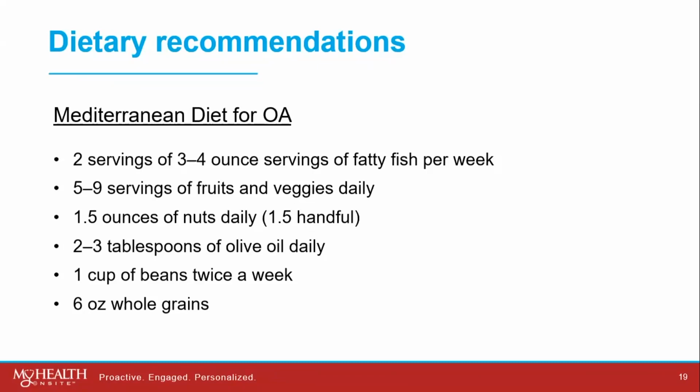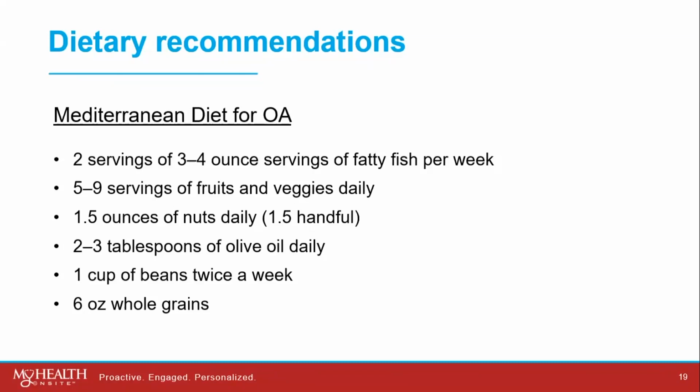For olive oil, the recommendation is 2 to 3 tablespoons of olive oil daily. And for beans, it'd be 1 cup of beans twice a week. Beans can be a little rough on the digestive system, so if you want to spread this out and do maybe half a cup 4 times a week, that's usually a little bit more appropriate for many people. And for the whole grains, 6 ounces of whole grains daily is recommended.